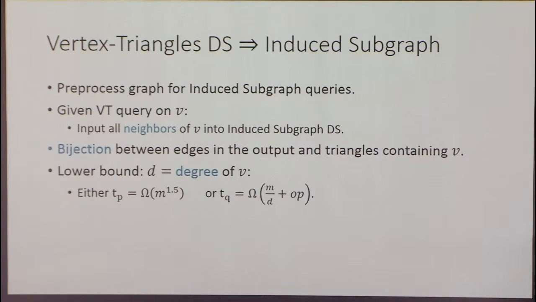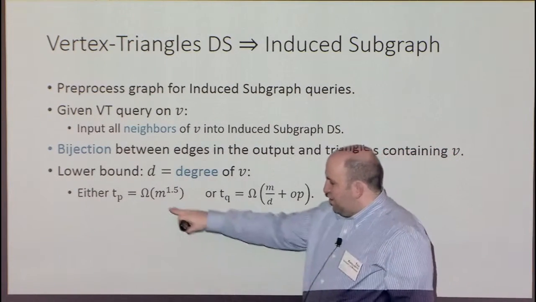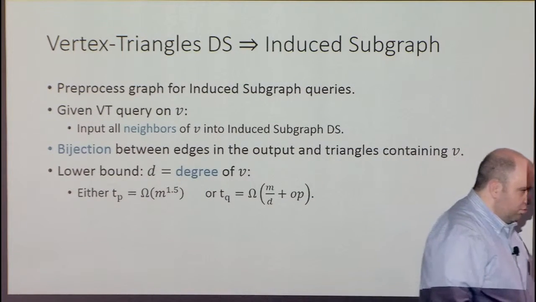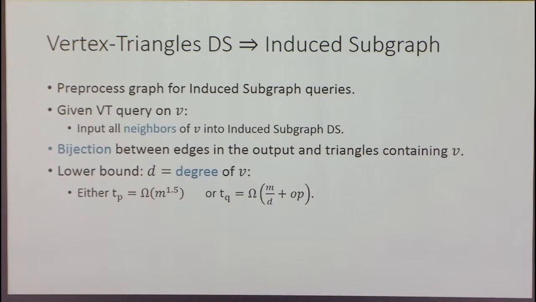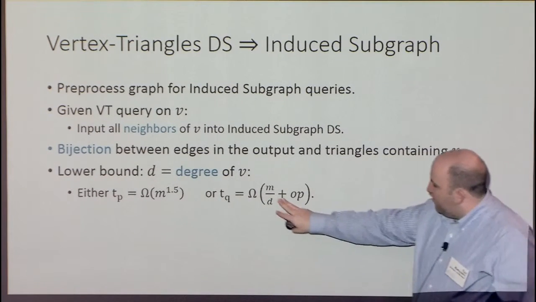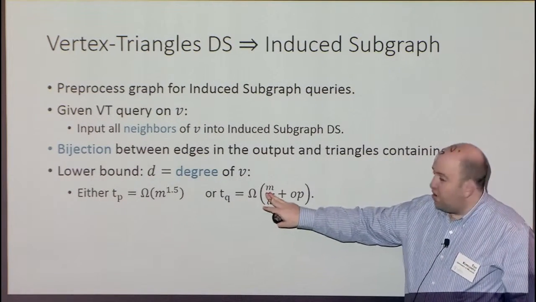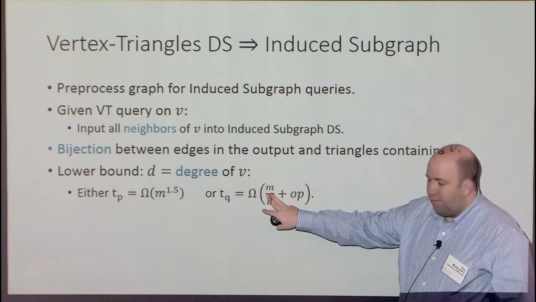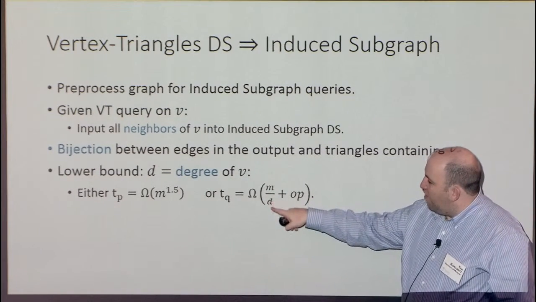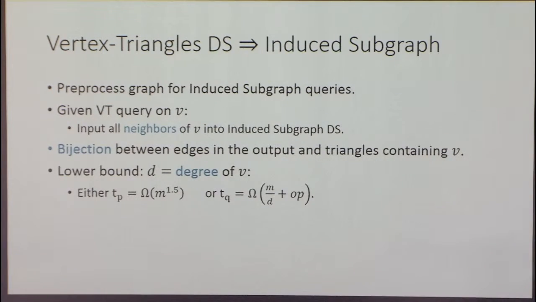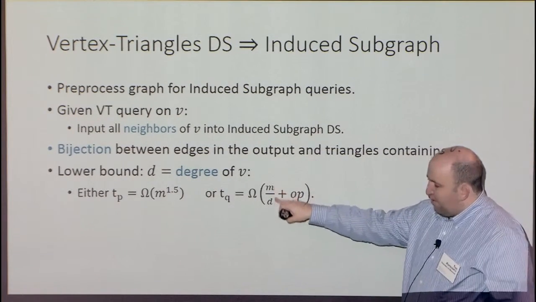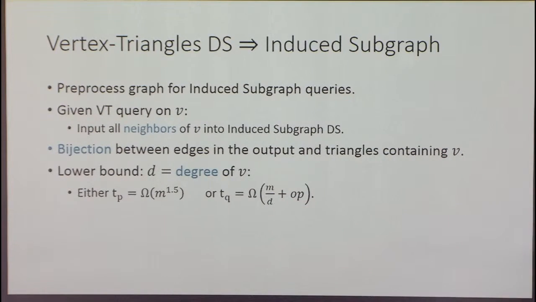So what kind of lower bound do we get from this simple reduction? Let's say d is the degree of V. Then either the pre-processing time is still the same as before, m to the 1.5, or the query time is bounded. Previously, for the vertex triangles problem, it was just m plus the size of the output. Over here we have to divide by d, since this is an amount of time that we spend per vertex in the induced subgraph problem. There are d vertices, so we're going to have to spend m over d time. The lower bound is reduced by d.